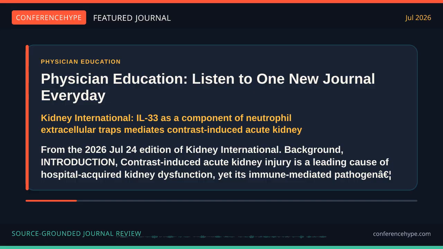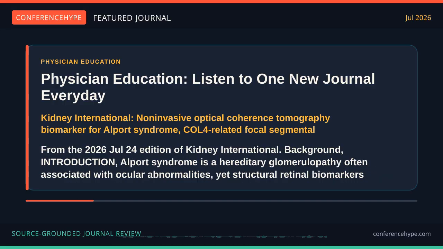Results: CIAKI occurred in 12.1% of patients. Discussion: our study demonstrates that IL-33-enriched NETs promote renal tubular ferroptosis in CIAKI by suppressing AKT alpha and impairing beta-catenin nuclear translocation. From the 2026 July 24 edition of Kidney International. Background: Alport syndrome is a hereditary glomerulopathy often associated with ocular abnormalities, yet structural retinal biomarkers remain underutilized in nephrology.